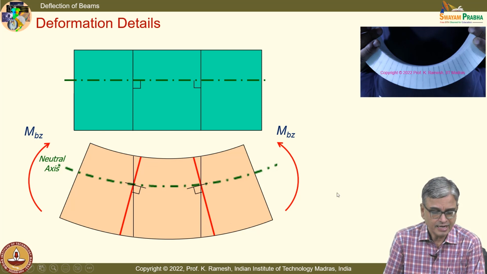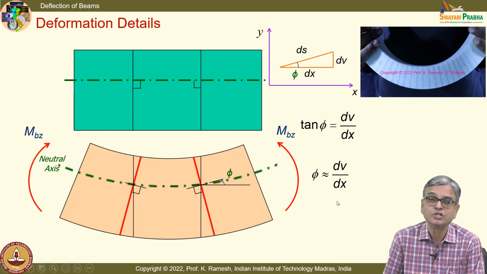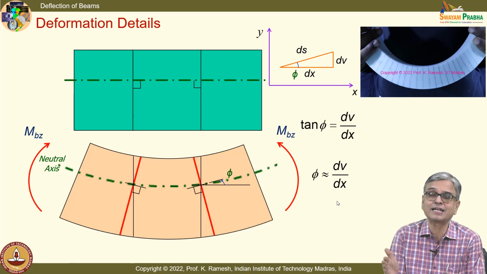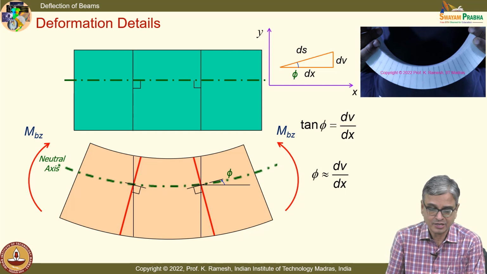And let us also investigate what happens to the angle of rotation. We have already seen the slope as angle phi, and then we have also shown this diagram of how you relate phi and the deflection v: tan phi equals dv by dx, and we have also said phi is approximately dv by dx. So the expression for slope is what you have here, and we will also see that this phi is also the rotation.